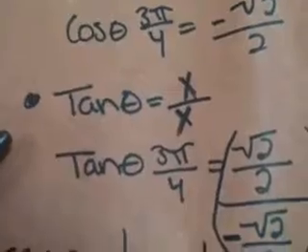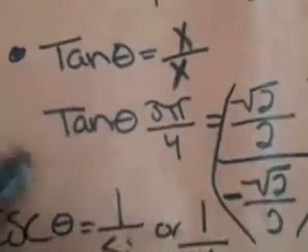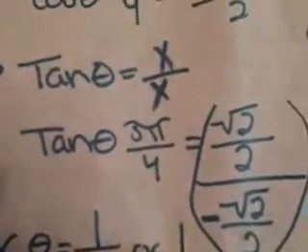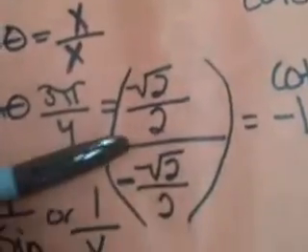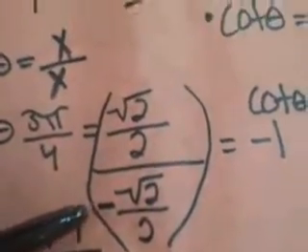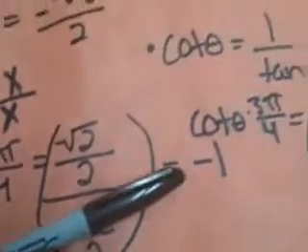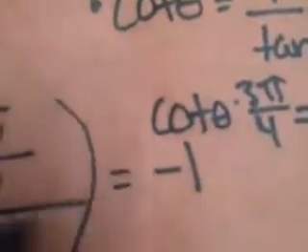And then we go to tangent, which is x over y, and that equals, for 3 pi over 4, the square root of 2 over 2 over negative square root of 2 over 2. You need to flip and multiply, and it equals negative 1.